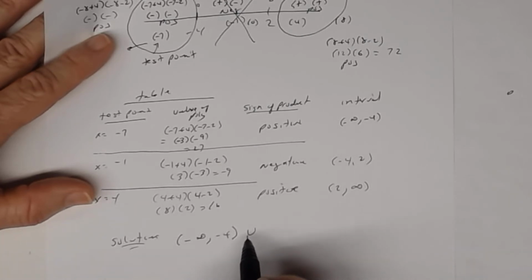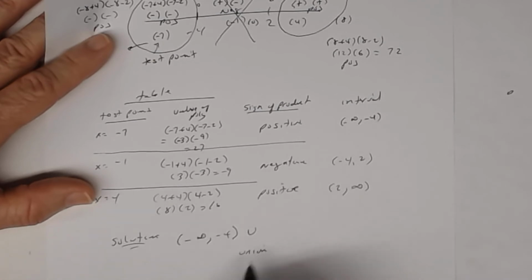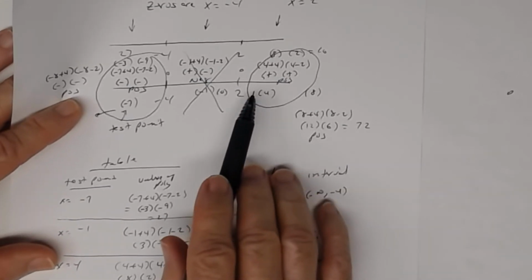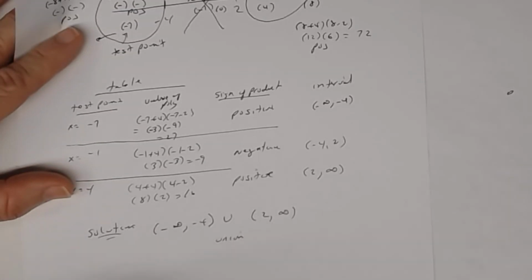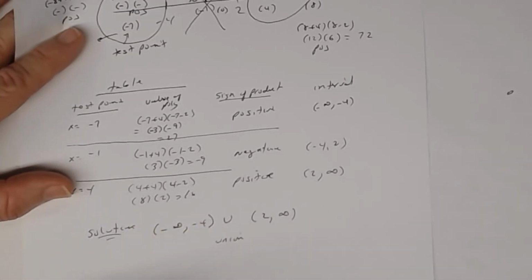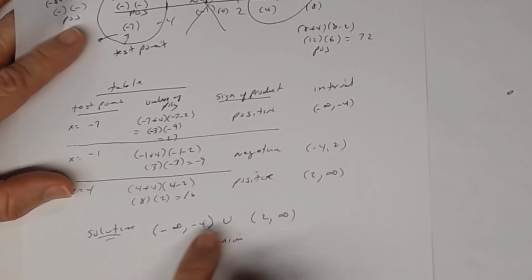So in your ALTA assignments, new assignments, you're going to be asked to use the symbol union. And then the other one is from 2 to infinity, parentheses 2 to infinity. Notice all these are parentheses. Infinity, negative infinity is always parentheses.